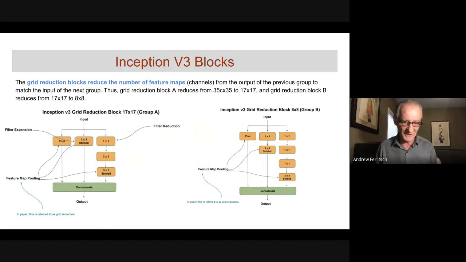So these are the grid blocks. Again, I just show you the picture so you can see that they are very different. You can see in the 3x3s here, here's our stack of 2 3x3s that replaces a 5x5, but you can see the final 3x3s are strided. They're doing feature pooling for your aggressive reduction.